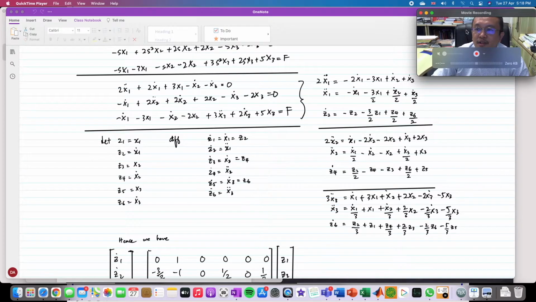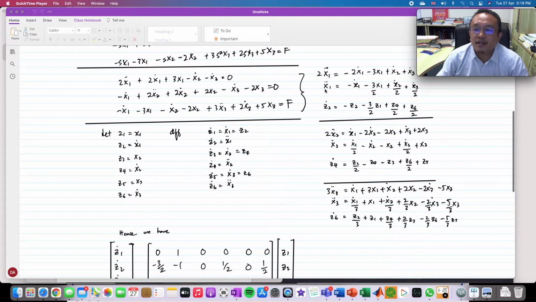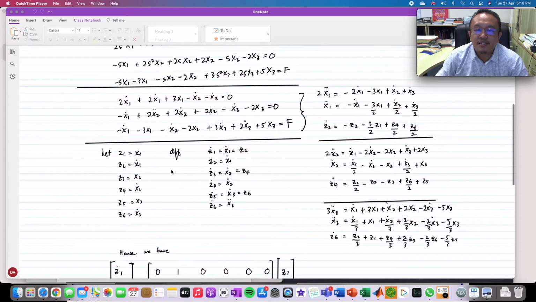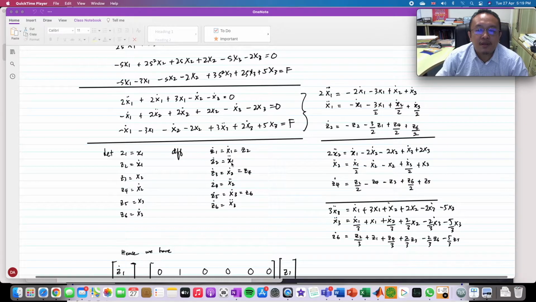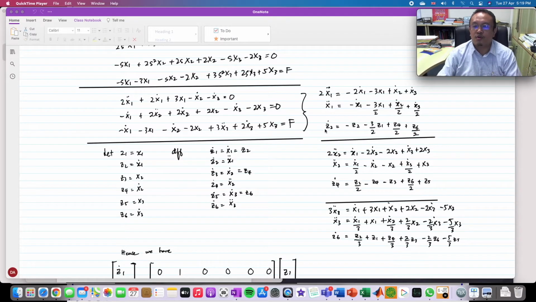Okay, let's move on. So we see here x1 double dot is actually equal to z2 dot. Therefore, x1 double dot equals z2 dot. x1 dot equals z2. x1 equals z1, x2 dot equals z4, x3 dot equals z6. Okay, so convert this into z, and so on.